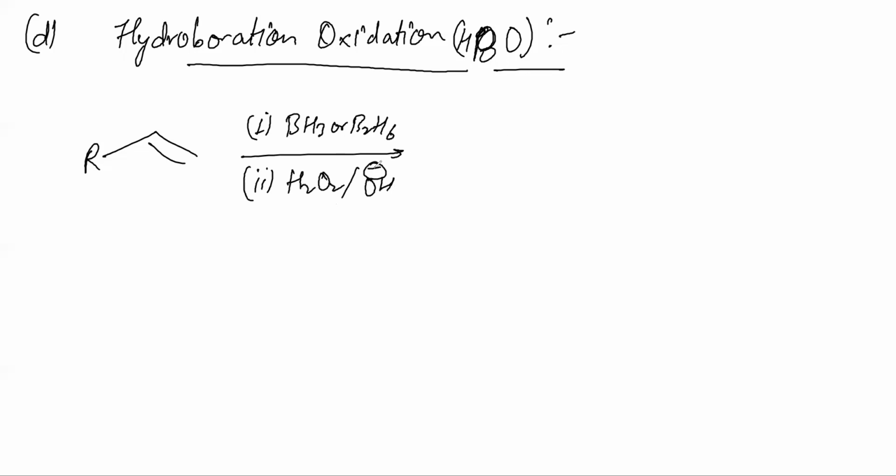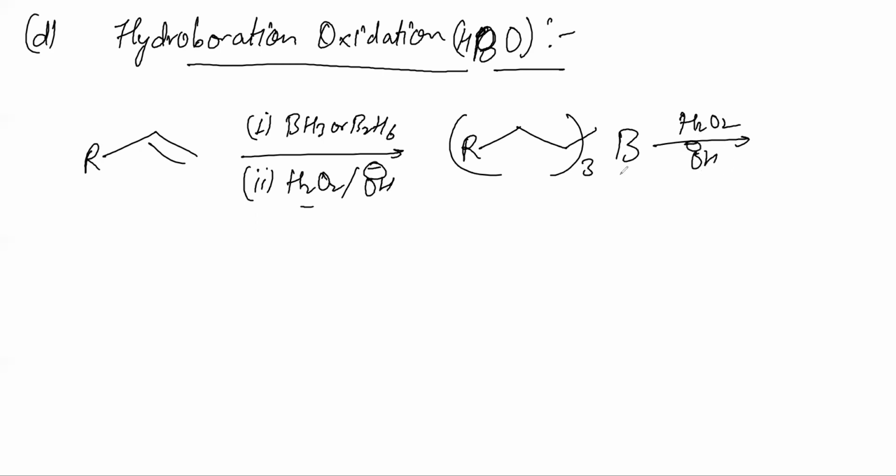Firstly, we treat our alkene with BH3 or B2H6. Both are same. Then we use H2O2 and OH minus. Now, let me tell you. First of all, you get this. And when we treat it with H2O2 along with OH minus, we are going to get our product.